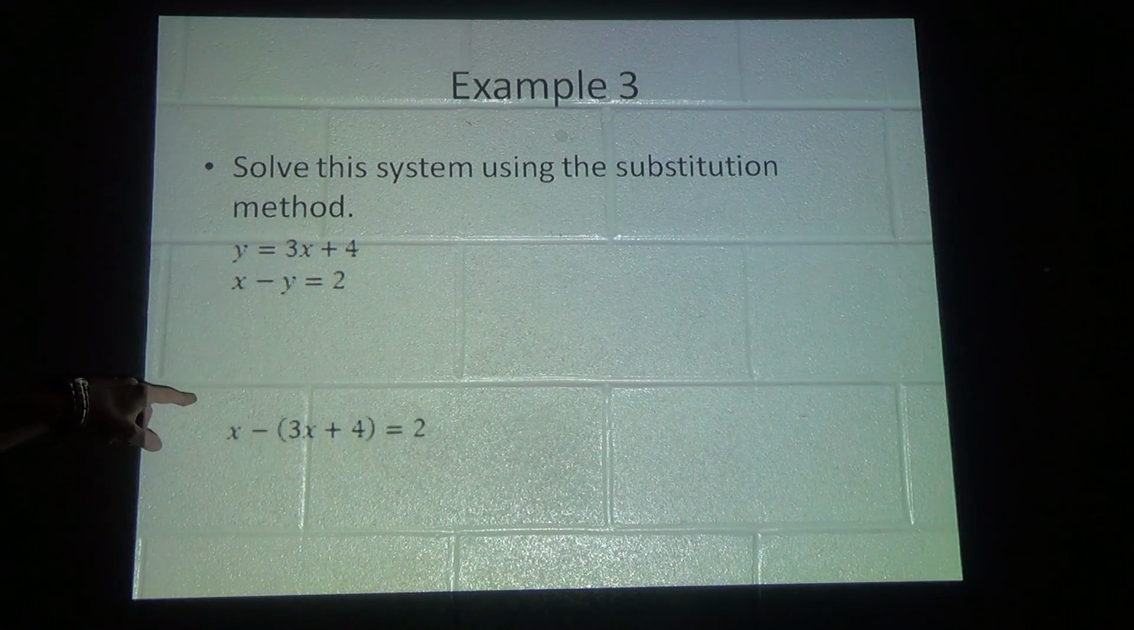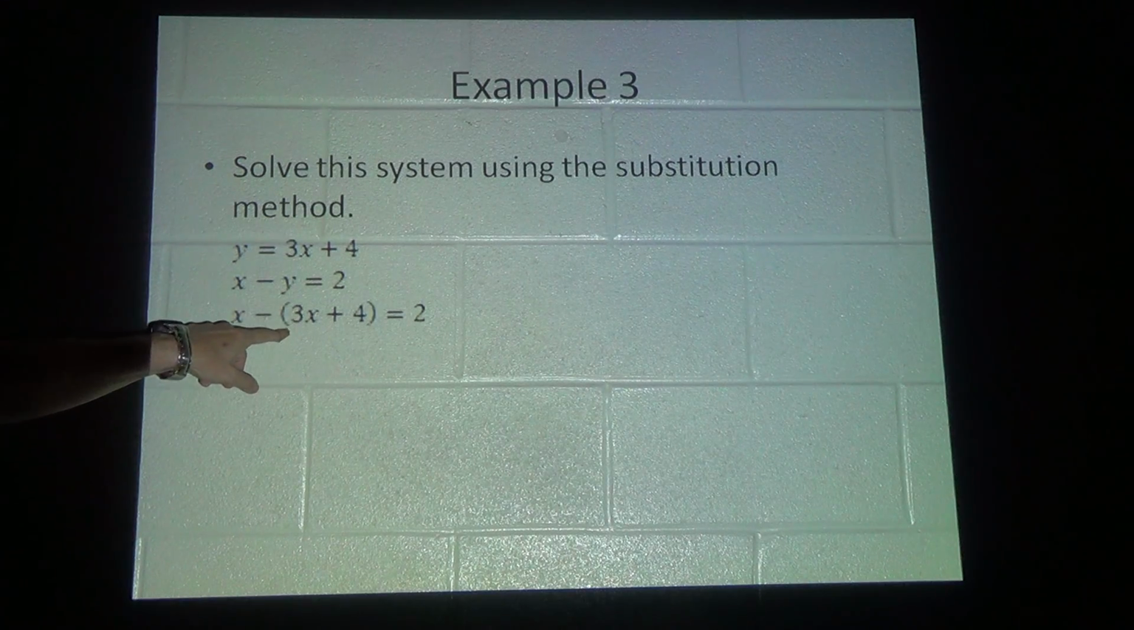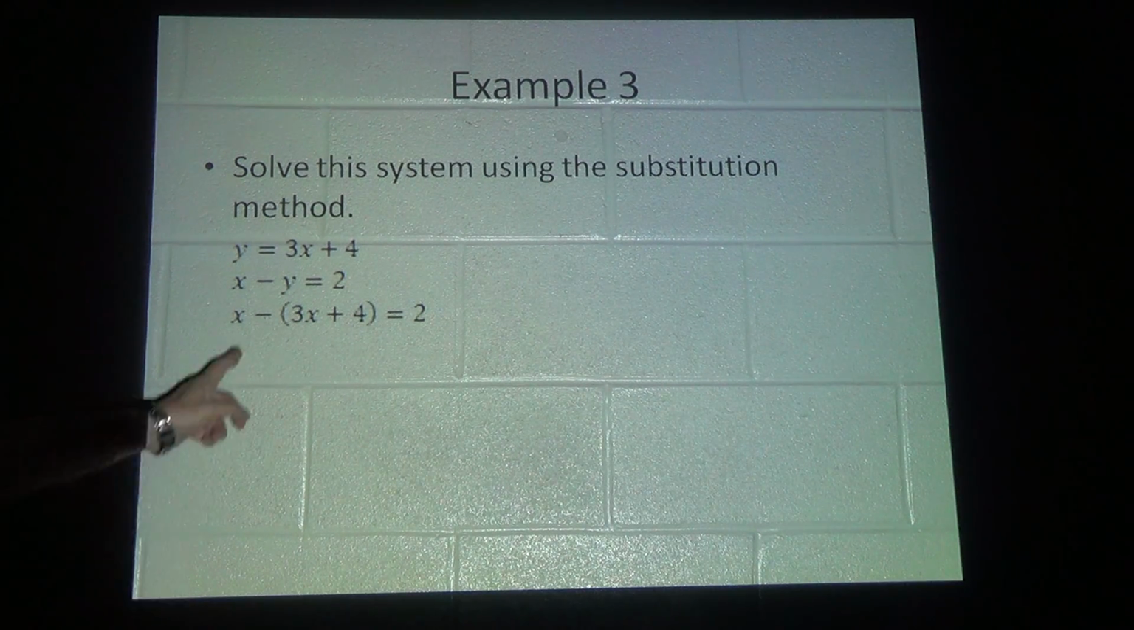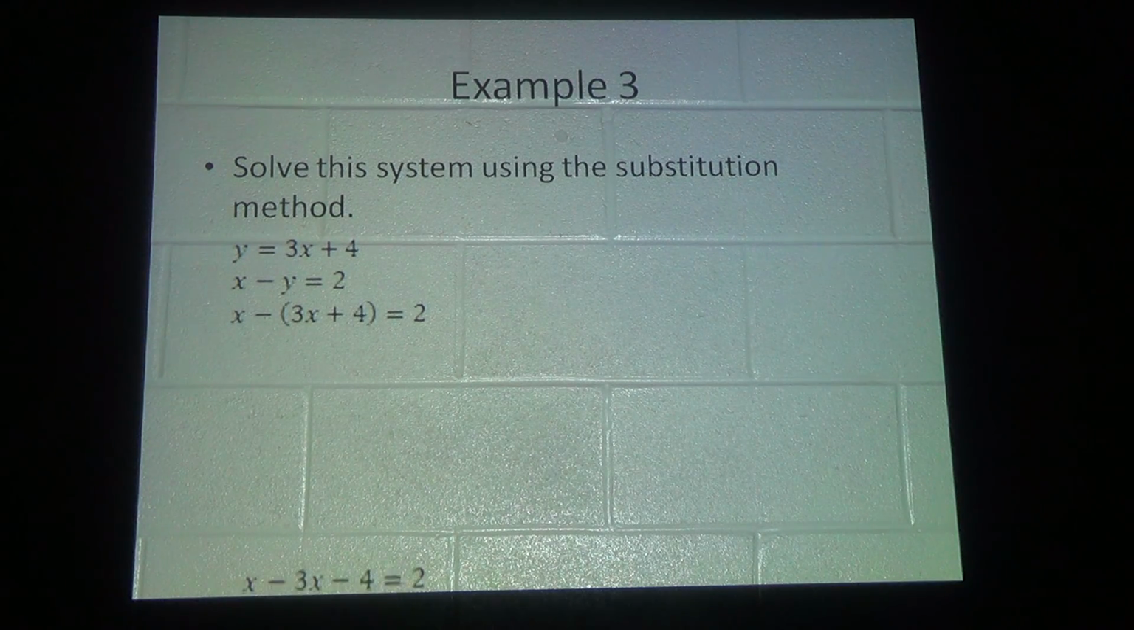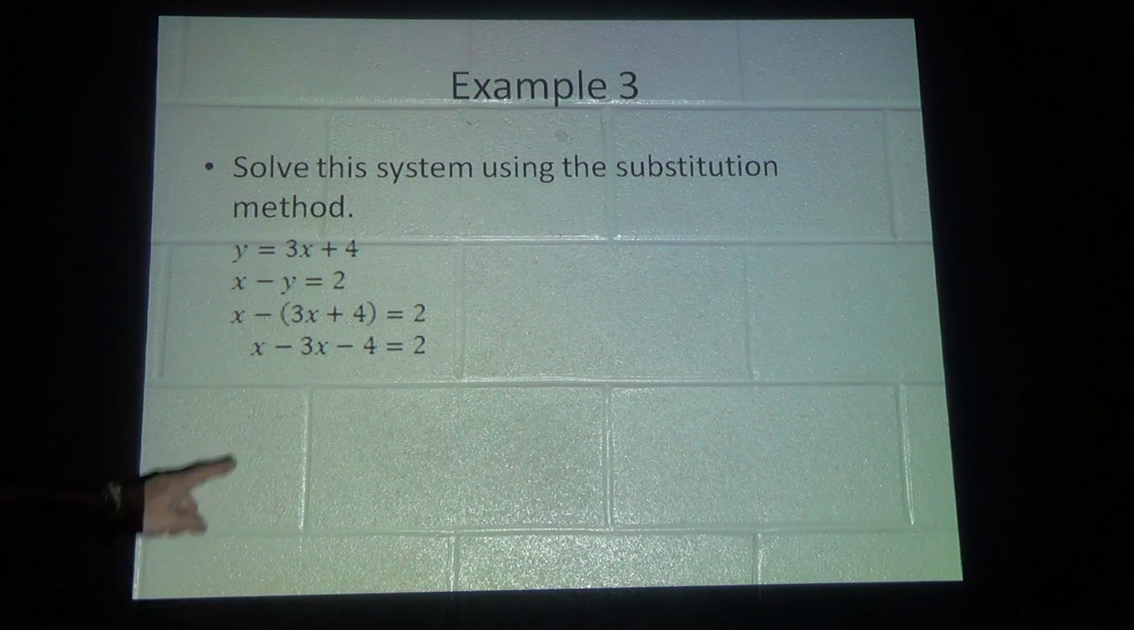So this gives us x minus parentheses 3x plus 4 parentheses close equals 2. We're going to distribute the negative 1 across both parts of the parentheses here. So this gives us x minus 3x minus 4 equals 2. Combine like terms gives us negative 2x minus 4 equals 2.